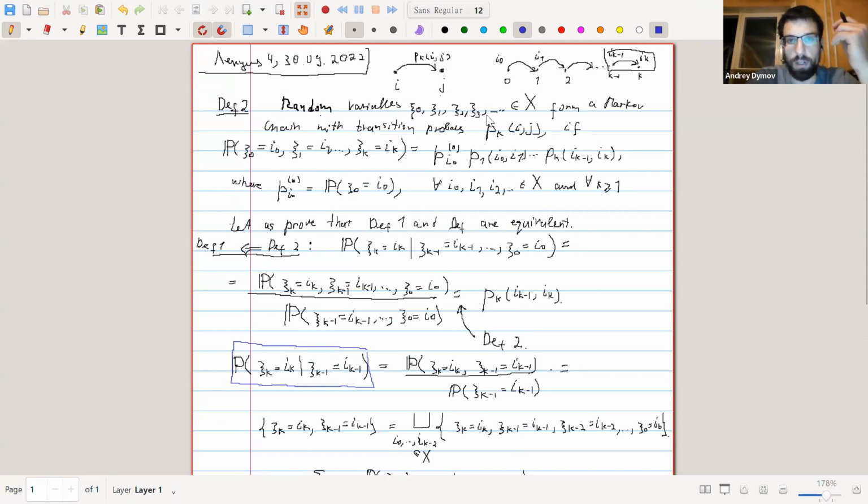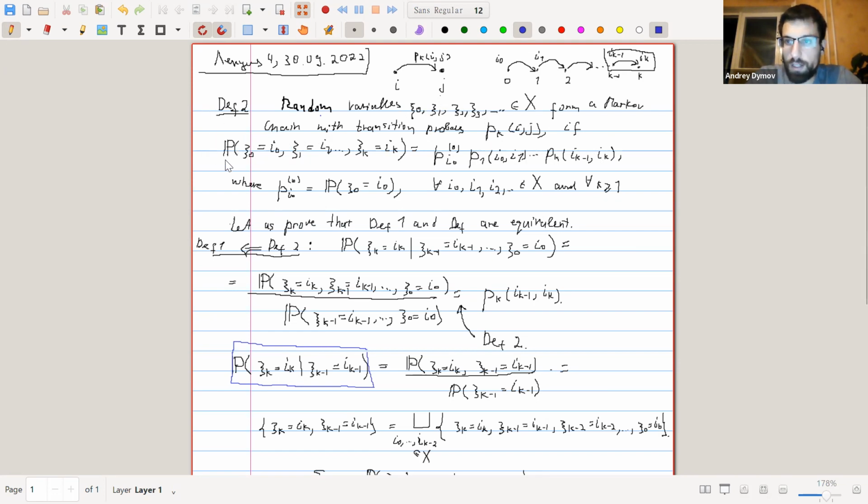I said the following: give me please a set of numbers such that the summation over the second argument equals one and they're positive. Let us call these numbers transition probabilities. And then let us consider a sequence of random variables satisfying the following relation. Such a sequence of random variables I call a Markov chain with these transition probabilities.